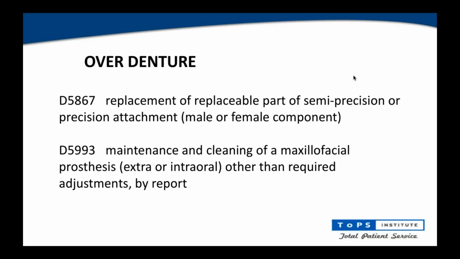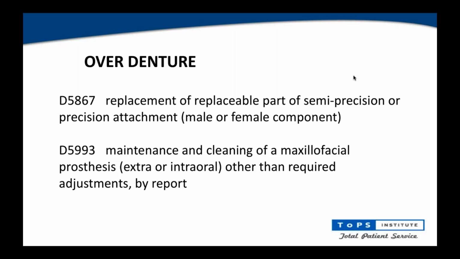As we move forward, we've got some information on overdentures. Every once in a while, I'll even see this on the Crown Council website: what codes do we use? So the 5867 is replacement of parts or semi-precision attachments for the male or female components of an overdenture. And with our baby boomers moving forward, we're getting more implants and more overdentures.